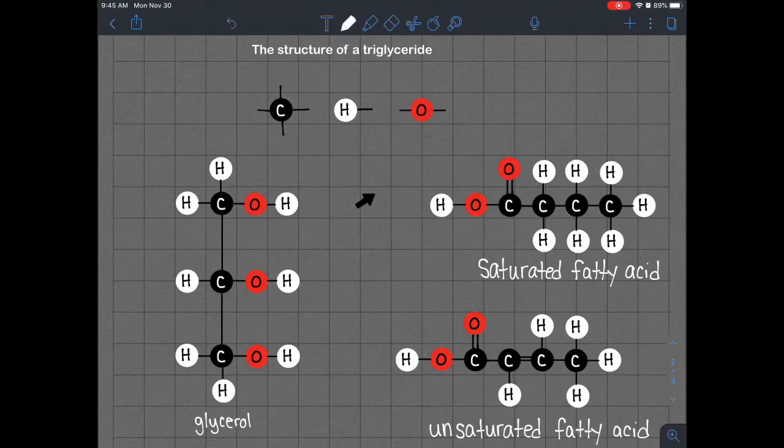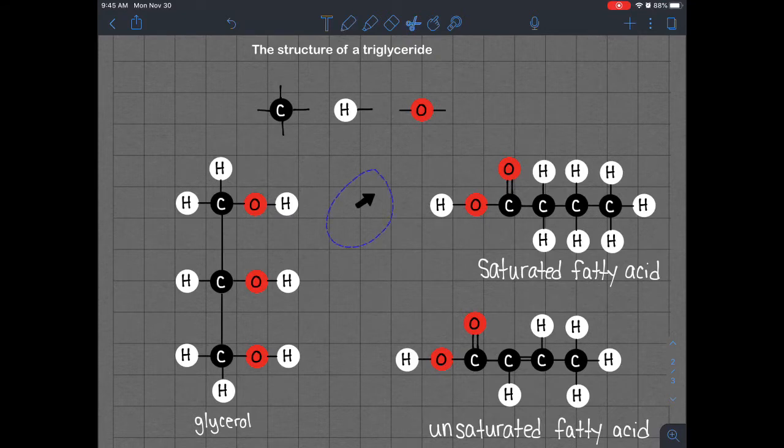The purpose of this lesson is to understand the structure of a triglyceride. Triglycerides are the main constituent of body fat in humans and other animals. They're also found in fats that are derived from plants. While there are several different types of triglycerides found in nature, one of the key differences between them is whether or not they are made from saturated versus unsaturated fatty acids, which we'll discuss here in just a minute.